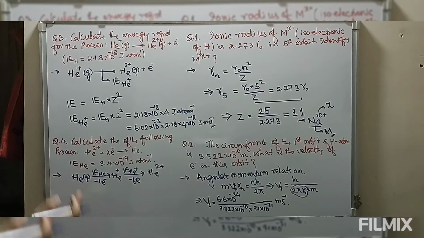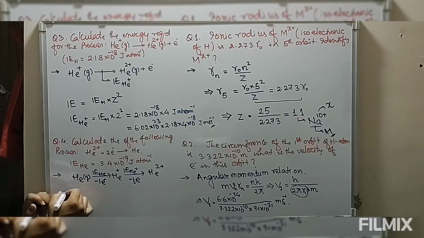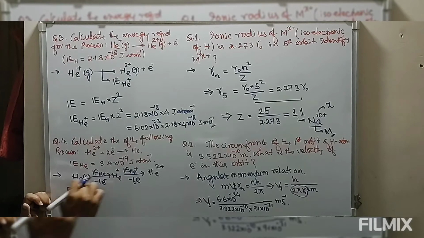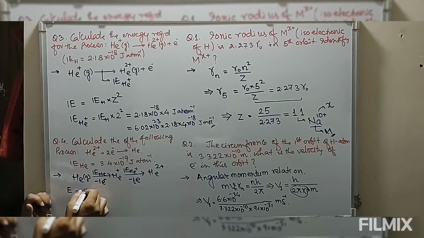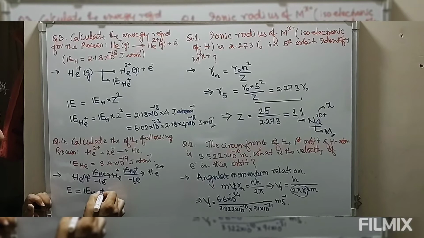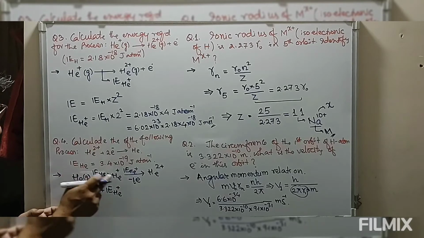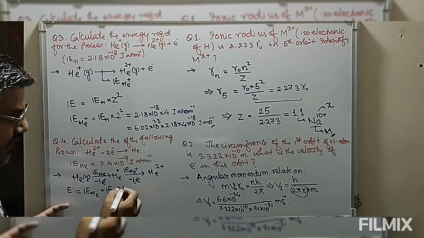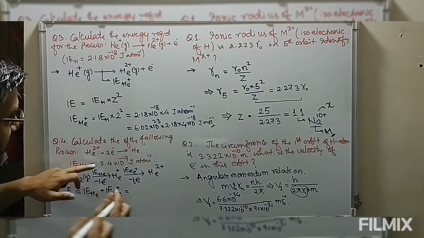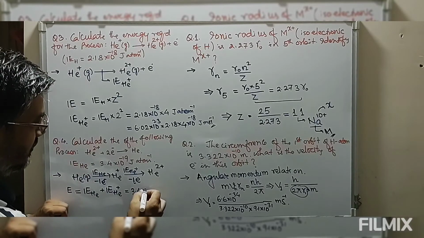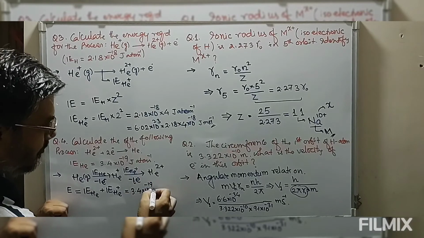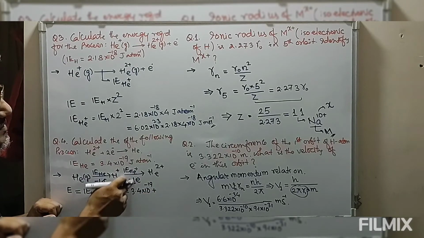Now the question asks what is the reverse of this process. So therefore, look at this, we can find out the total energy required for this process. This is equal to the ionization energy of helium plus the ionization energy of helium plus. So this is the first process, this is the second process. So this value is given as 3.4 into 10 to the power minus 19 plus the ionization energy of helium plus that we have just calculated here.